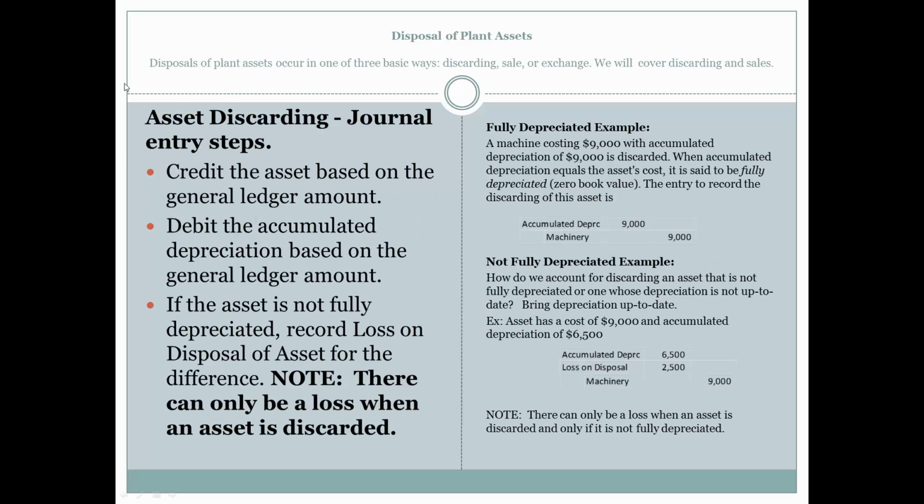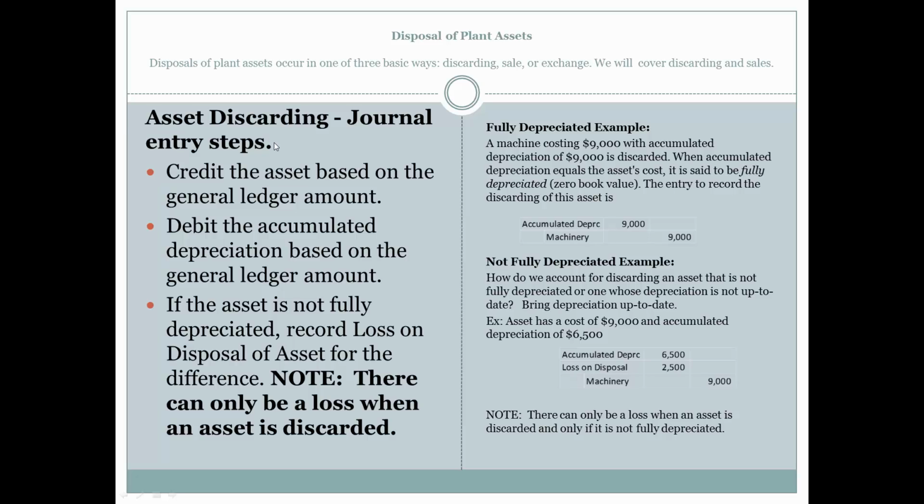Now let's look at discarding of plant assets. Disposal of plant assets occurs in one of three basic ways. We can either discard them, just simply throw them out, we can sell them, or exchange them. We will cover in this class discarding an asset and selling an asset.